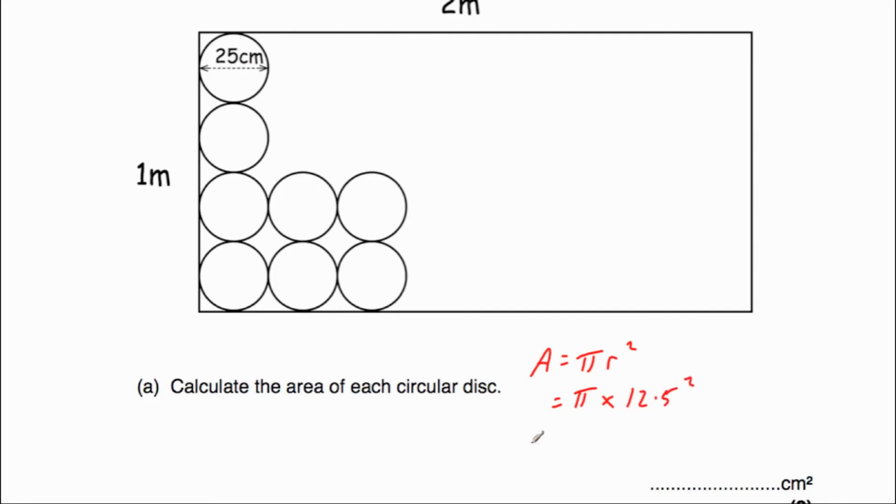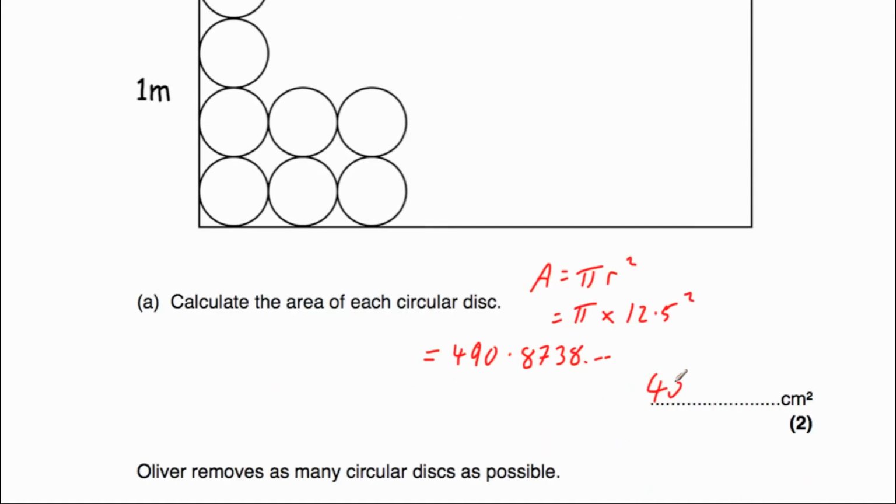And whenever we do pi times 12.5 squared on our calculator, that gives us an answer of 490.8738 and so on centimeters squared. So the answer would be 490.874 to 3 decimal places.